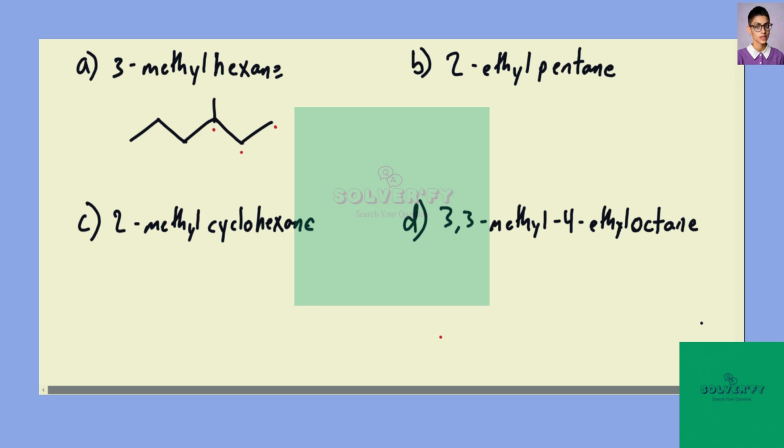All right, so moving on to part B, we've got 2-ethyl pentane. So starting with just our pentane, we have an ethyl group on the second spot. All right, so now we need to look at what the largest chain is. We can see it's going to be 1, 2, 3, 4, 5, 6. So this actually isn't a pentane at all. It's a hexane.